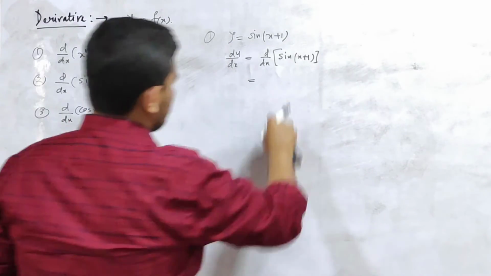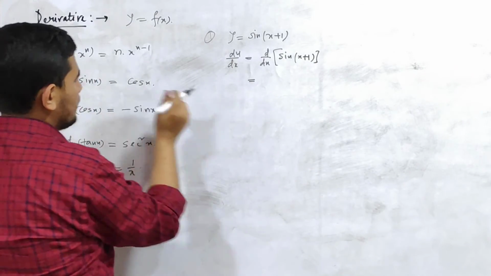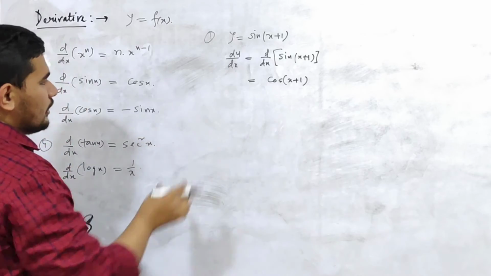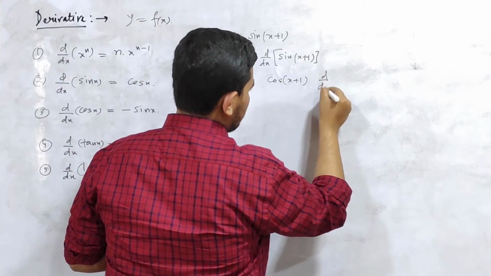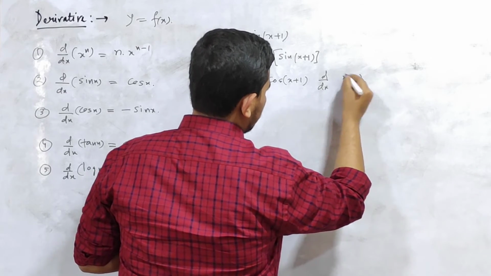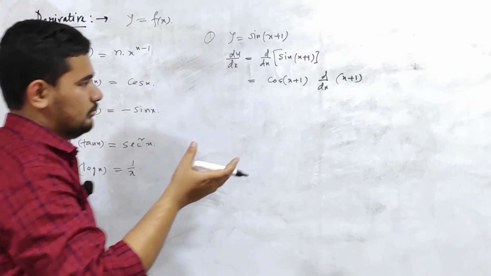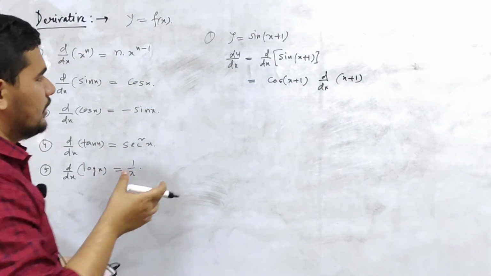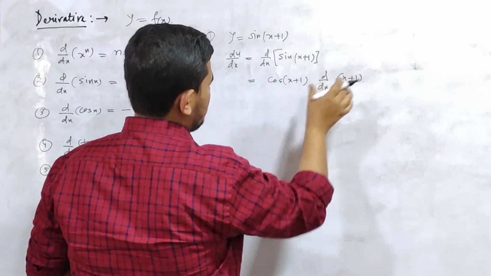let's assume. So I can assume x plus 1 as x, and I can write cos of x plus 1. Then I will again differentiate this x plus 1. This is called the chain rule of differentiation. So the basic funda is that you can also substitute this value and find the derivative, but you can always think that I am having x equal to x plus 1 here.